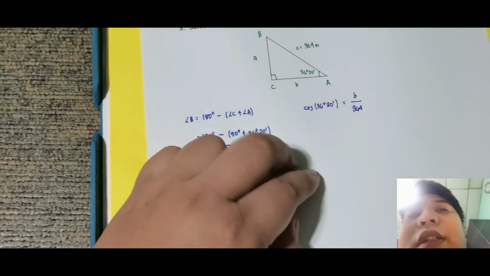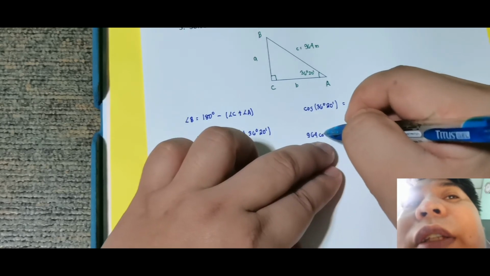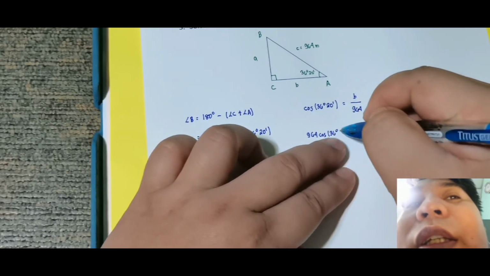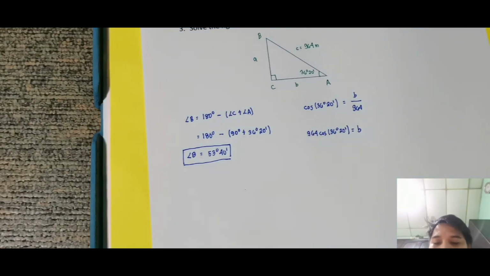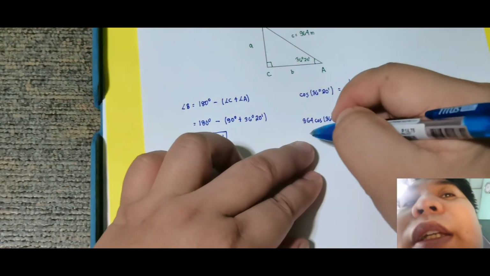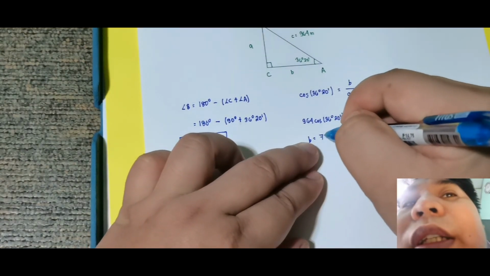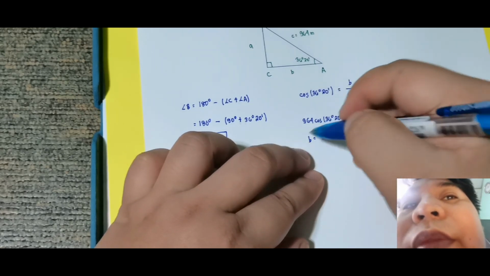Okay, the next is, this is 964, so this is 964 cosine ng 36 degree 20 minutes is equal to B. So check natin sa calc yan, that is 964 cosine ng 36 degree 20 minutes. Okay, so ayan yung siya. So that is simply 776.58. So letter is B. So B is equal to 776.58 meters. Kasi naka-M tayo.